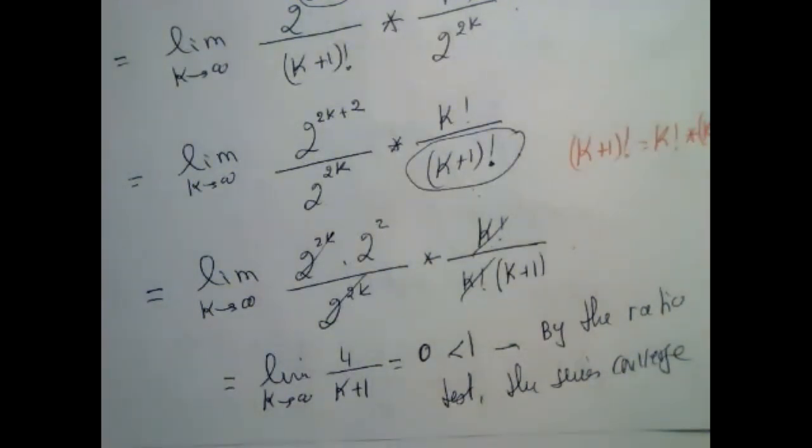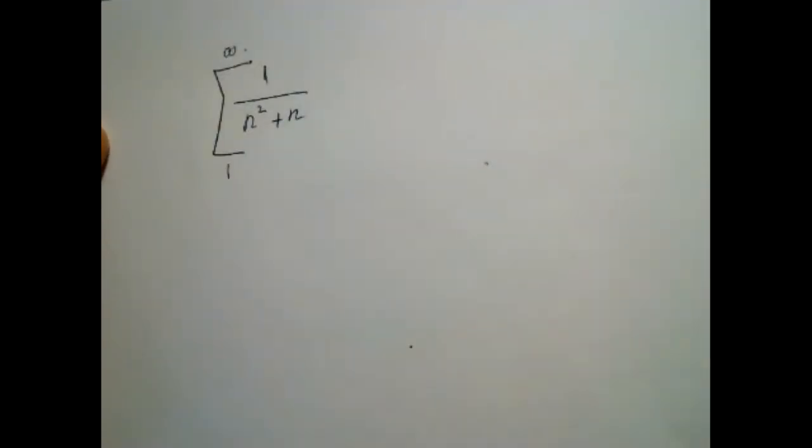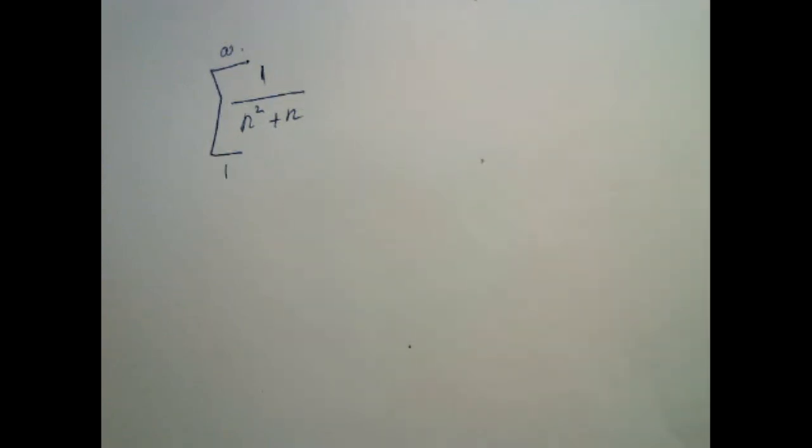All right, now let's take one more example. Let me take the following problem. Sigma from n equals 1 to infinity of 1 over n squared plus n. Before I start this problem, I'm going to ask you a question. If you were faced with this series, what do you think is the best test to use?